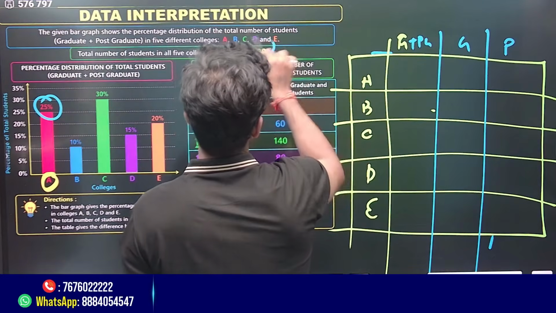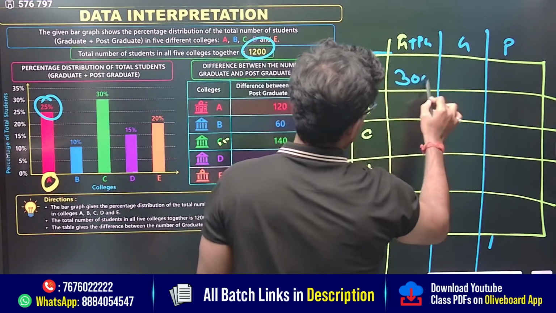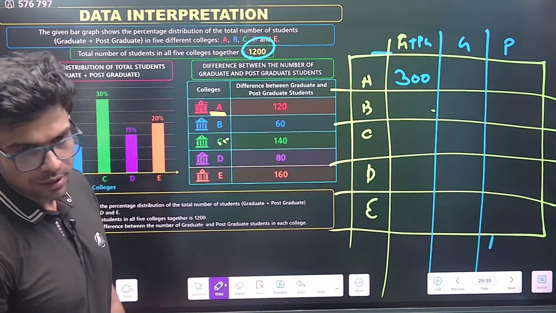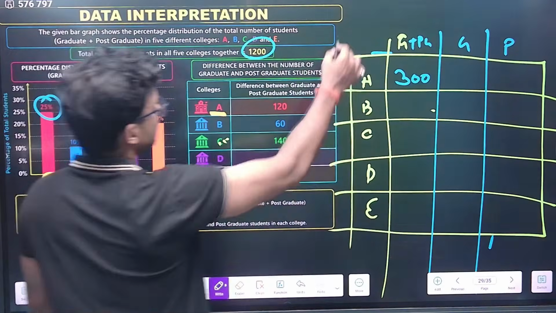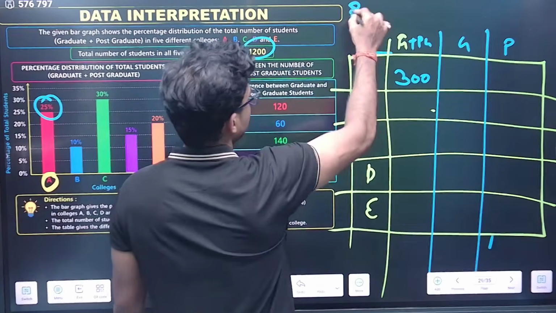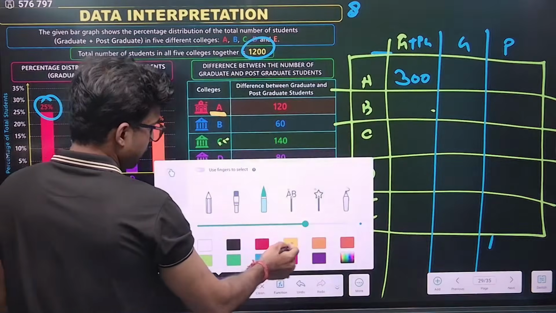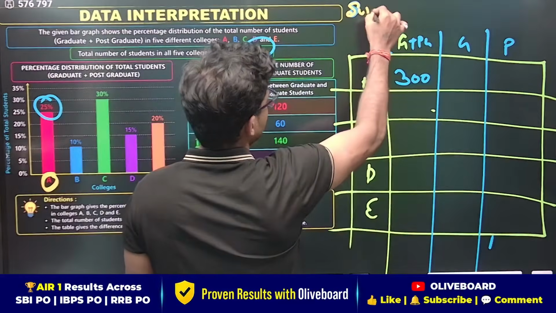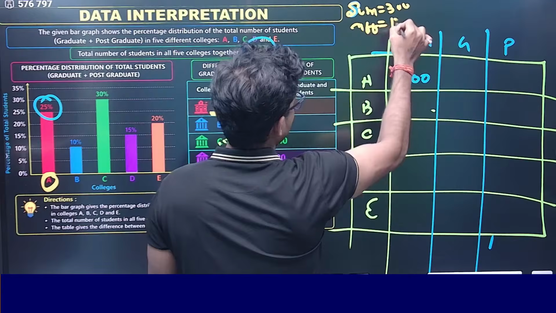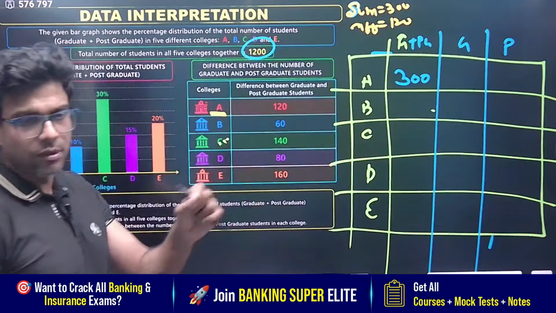is 1 by 4 of 1200, which is 300, right? And we have a difference in the A of 120. Again guys, you can understand if the sum is basically 300, there's one hint I would guide you. If basically the sum is 300 and the difference you are getting is 120, then how to find out the bigger number?